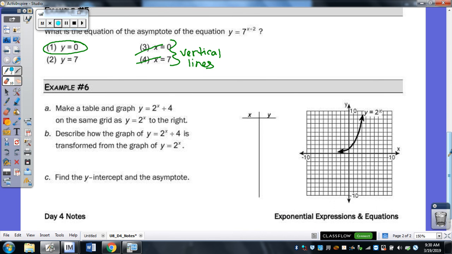So then make a table and graph y equals 2 to the x plus 4 on the same grid as 2 to the x. That's over to the right. Okay. So 2 to the x is already graphed. They want us to do 2 to the x plus 4. Now because it has that plus 4, that tells me its asymptote is going to be up at positive 4. So I'm going to draw that in first, just so I don't forget to draw it later.